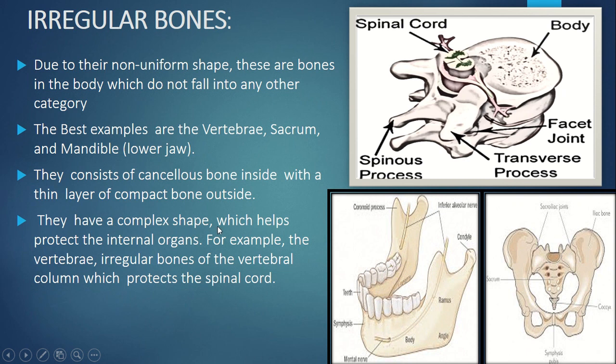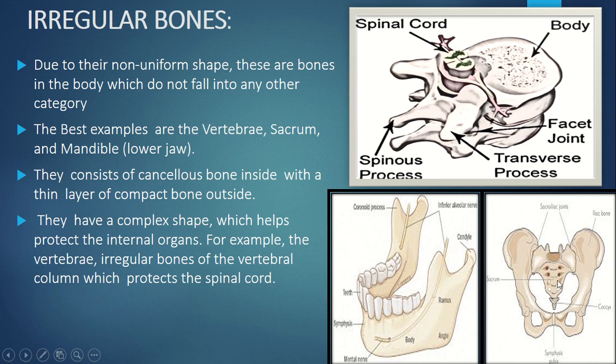They have a complex shape which helps to protect the internal organs. So the protection of internal organs takes place. For example, the irregular bones of the vertebral column, the vertebrae, protect the spinal cord. Here you can see the spinal cord. The spinal cord is protected by this vertebral column because of its uneven shape. Even though it is uneven, it protects the spinal cord. So that is the main thing. The irregular bones protect the internal organs.